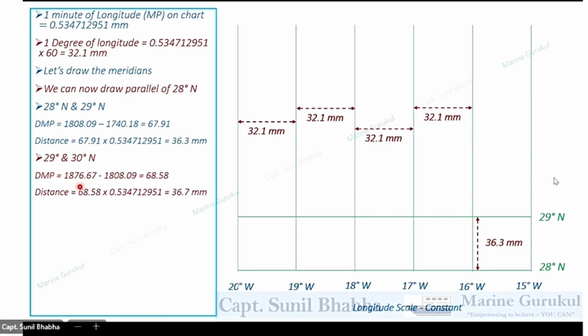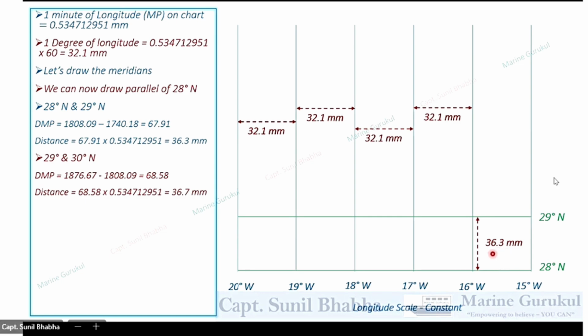Now we get the DMP. The DMP is 1876.67 for 30 degrees north, 1808.09 for 29 degrees. The difference comes out to 68.58. Multiplied with the length of 1 minute of longitude gives us a gap or distance of 36.7 millimeters. So you see it has increased from 36.3.